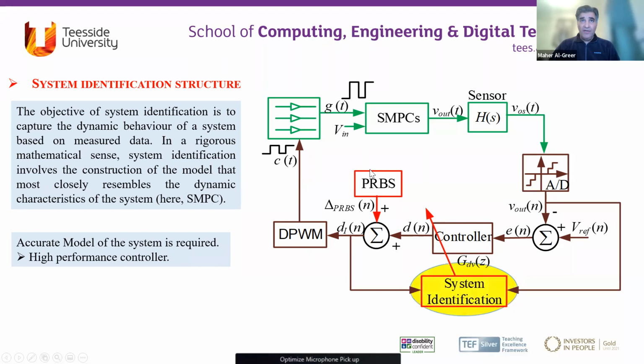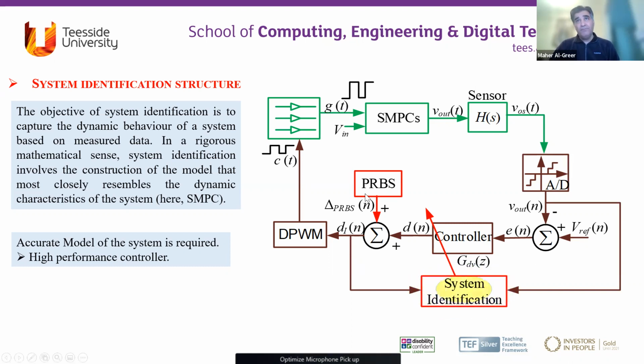But if you can see here, this red block here, we usually need some sort of excitation signals for those system identification algorithms. And the reason for that is to increase the convergence time, as well as to find the accurate parameters.